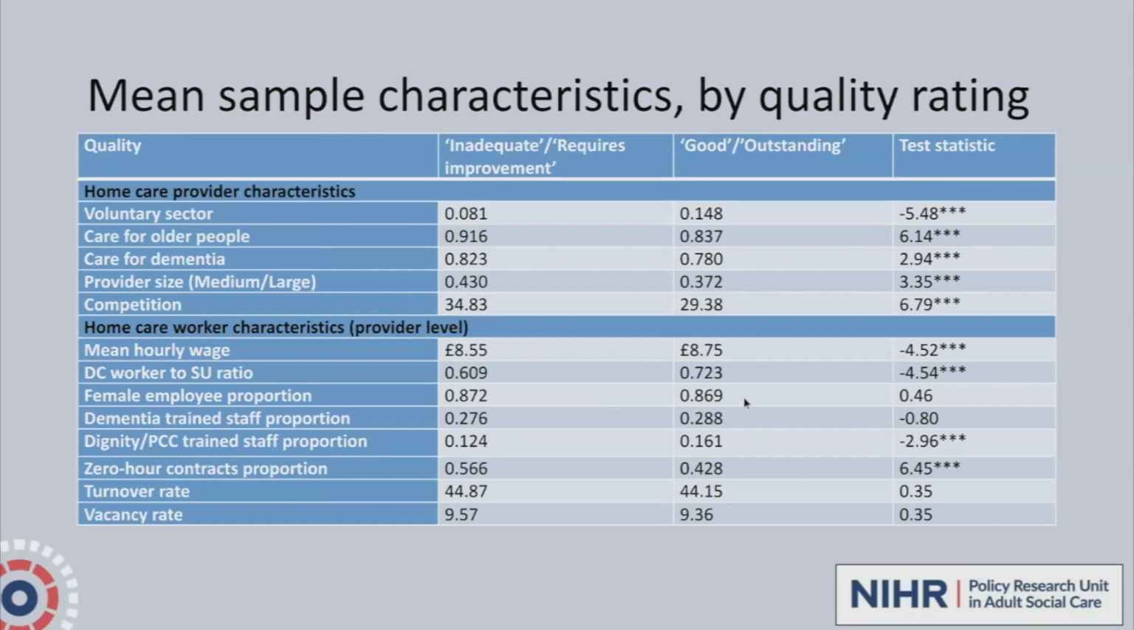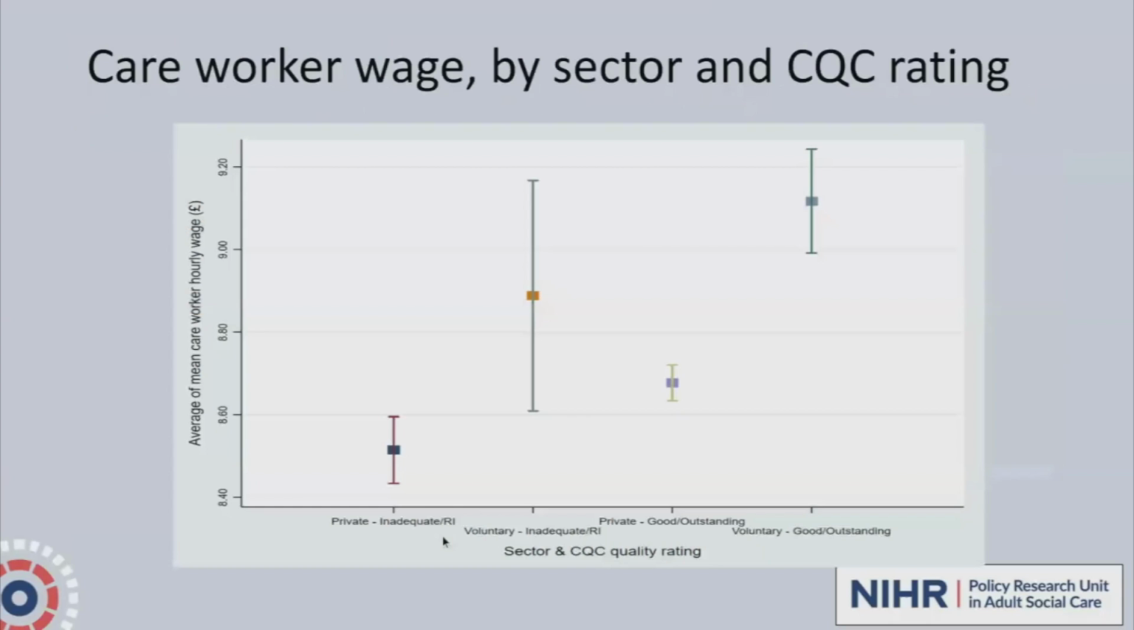For the average hourly wage, that difference is significant, but lots of other factors could be playing into that. For example, with the voluntary sector and private sector, we tend to find that voluntary sector providers will pay a higher wage. And we can see that in this next diagram, looking at the home care worker average wage by sector and quality rating.